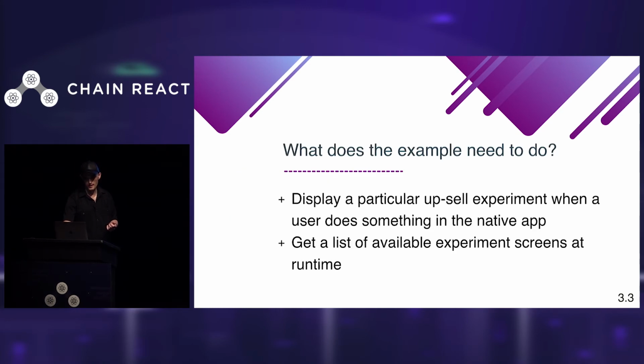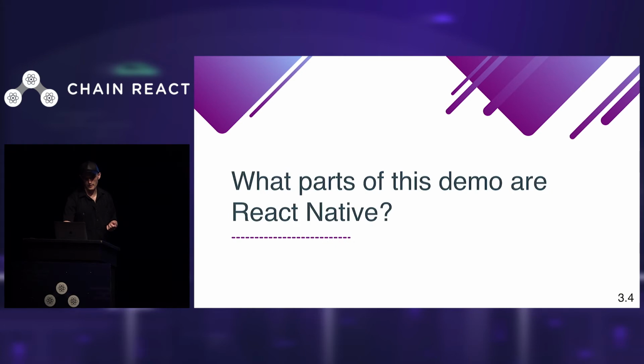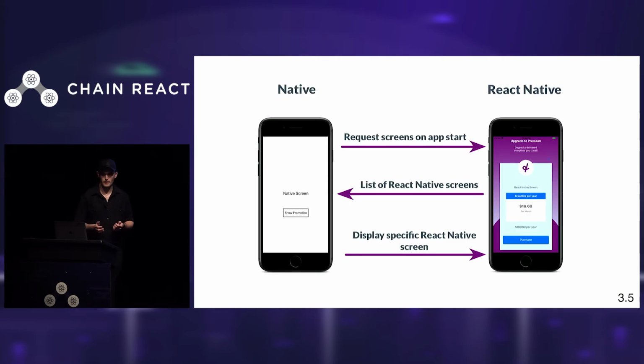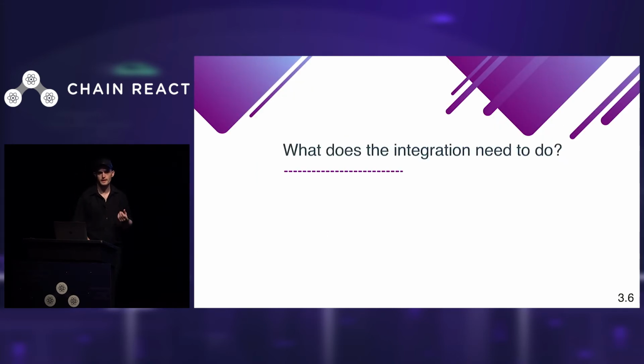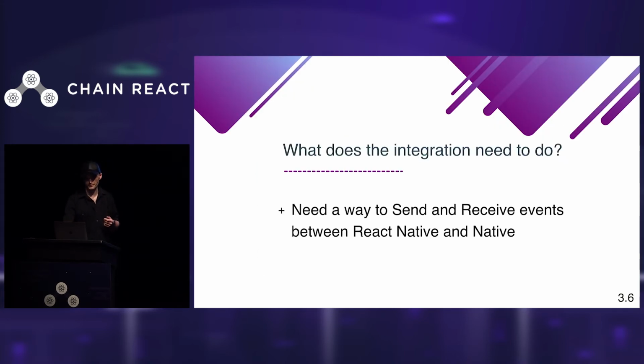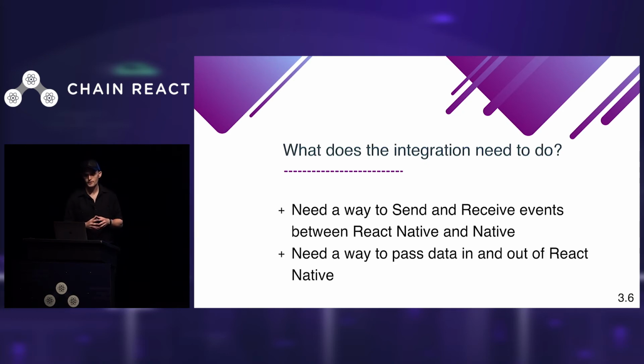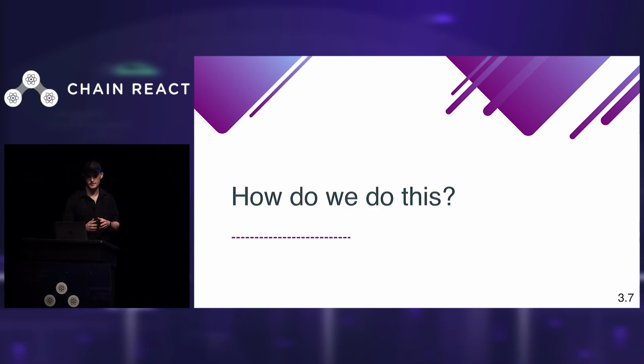So what parts of this demo are React Native powered? As I said before, the white screen is all native and the colored screens are React Native. And this is kind of a rough diagram showing the flow between the two components. So what does our React Native integration need to be able to do? Well, fundamentally, we need a way to send and receive events between React Native and the native application that you're integrating into. We also need a way to pass data in and out of React Native. So how do we do this?